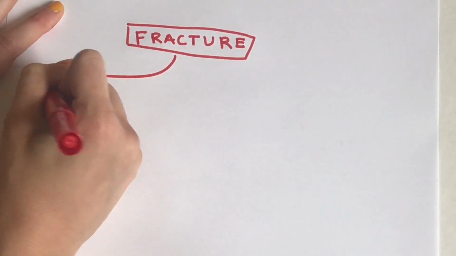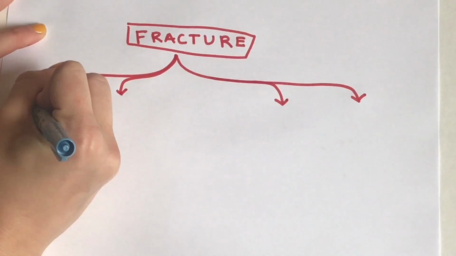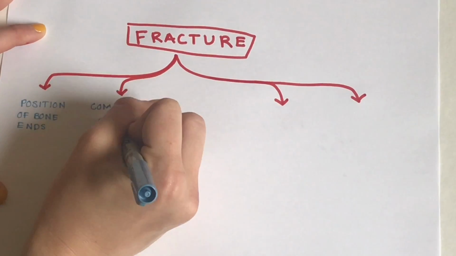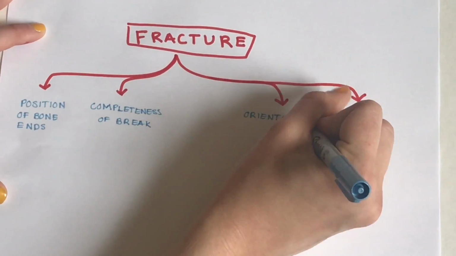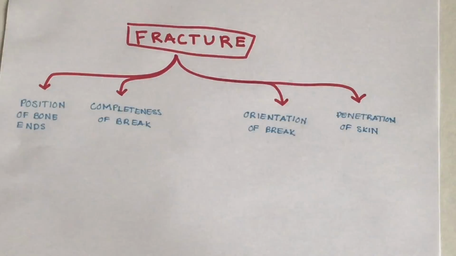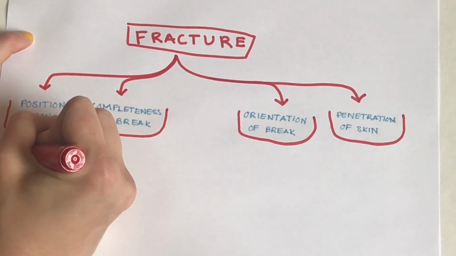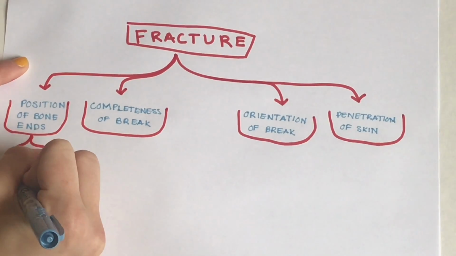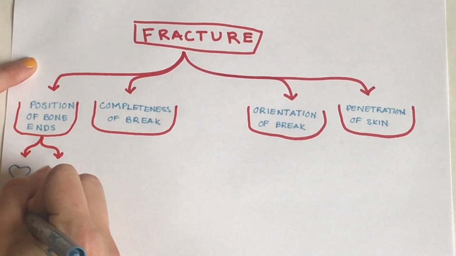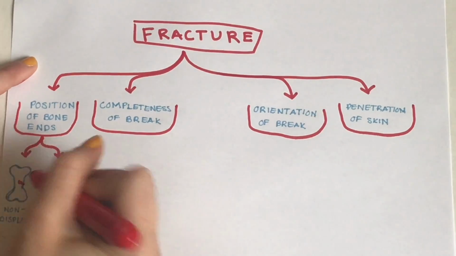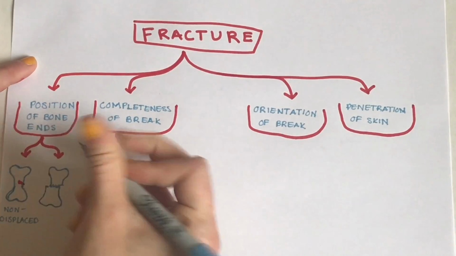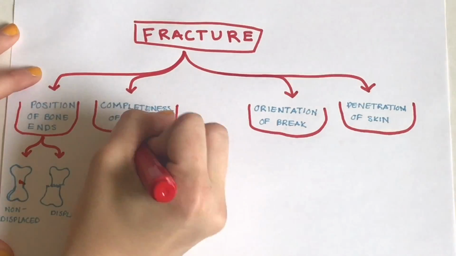Bone fractures itself can be categorized into 4 parts. It can be classified by the position of the bone ends after a fracture, the completeness of the break, the orientation of the break, or whether the bone has penetrated the skin. So, position of the bone ends can be classified into 2 types. In non-displaced, the bone's position does not move. However, in displaced, you can see that the bone moves.